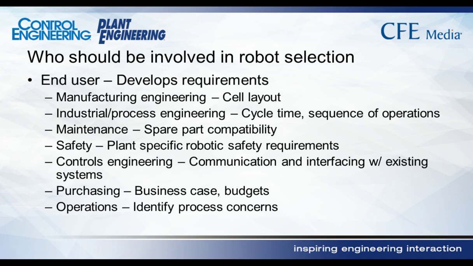Manufacturing engineering should consult on available space and how the cell should be laid out. Industrial or process engineering should provide cycle time and sequence of operations information. Maintenance should weigh in on specific part types so there is a spare part compatibility across the plant. Safety should be consulted on any company or plant-specific robotic safety requirements. Controls engineering will need to communicate with the robot and interface with existing control systems.